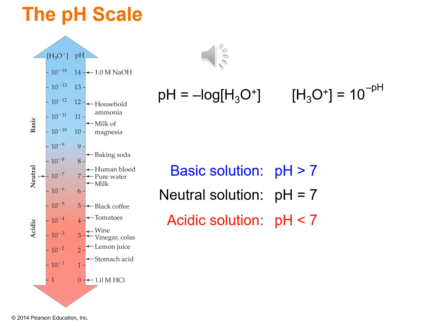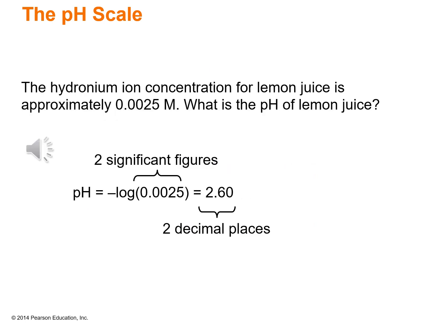Here are some various substances and where they fall on the pH scale. Remember, there are no units for pH. There's a special rule for calculating the number of significant figures in pH, and that is first calculate the number of significant figures that you have in the hydronium ion concentration, and then go out to that many decimal places. So in this example, you have 2 significant figures, so your answer has to be expressed to 2 decimal places after the decimal point.